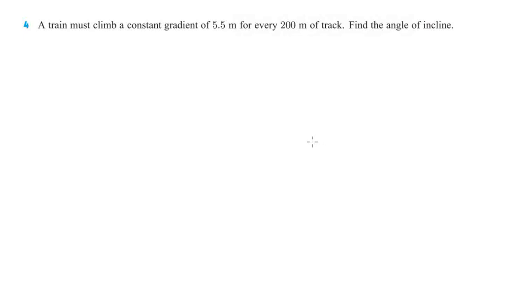Okay, we're going to just take a quick look at how to set up number 4, but not go all the way through to finish this thing off. It says a train must climb a constant gradient of 5.5 meters for every 200 meters of track. Find the angle of incline. So we've got this triangle here, right? And we've got to figure out what is what on this triangle. So here's our right angle.